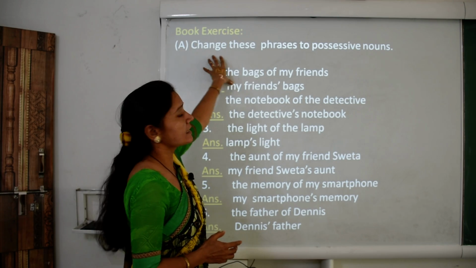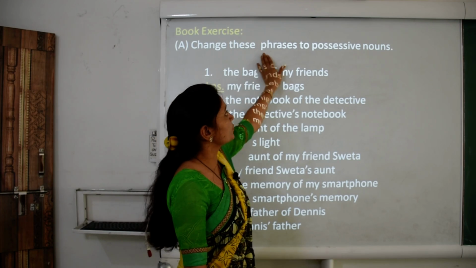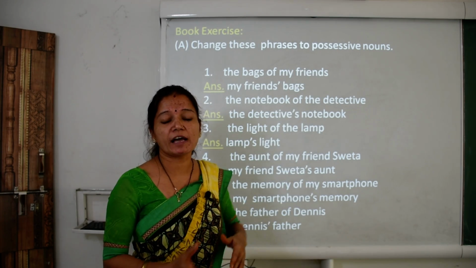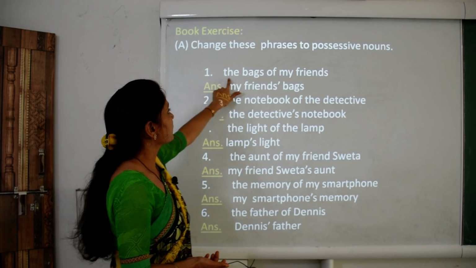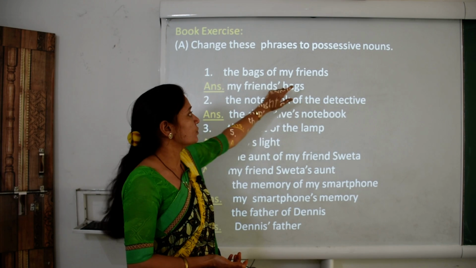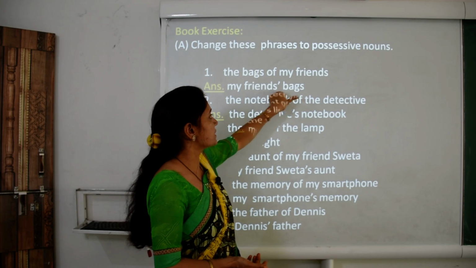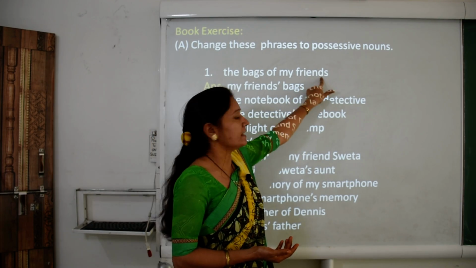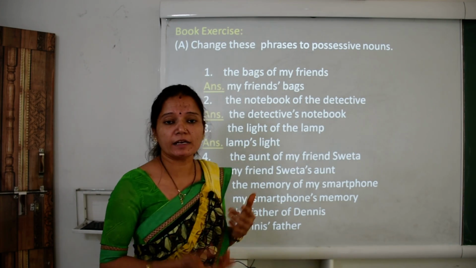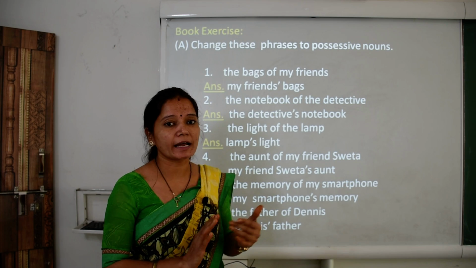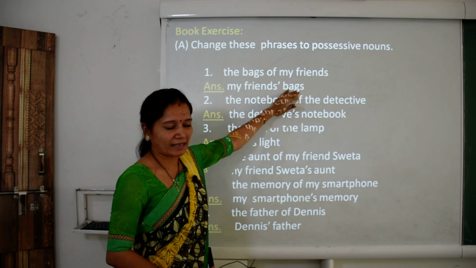Now let's look at some exercises, then it will be more clear to you. So exercise number 8: change these phrases to possessive nouns. So what we have to do here is change these phrases to possessive nouns. Look at sentence 1, the bags of my friends. The possessive will be my friends' bags. As we already discussed, friends is a plural word and it ends in the letter s. So we'll add only an apostrophe with it, not apostrophe s. So the phrase will be my friends' bags.